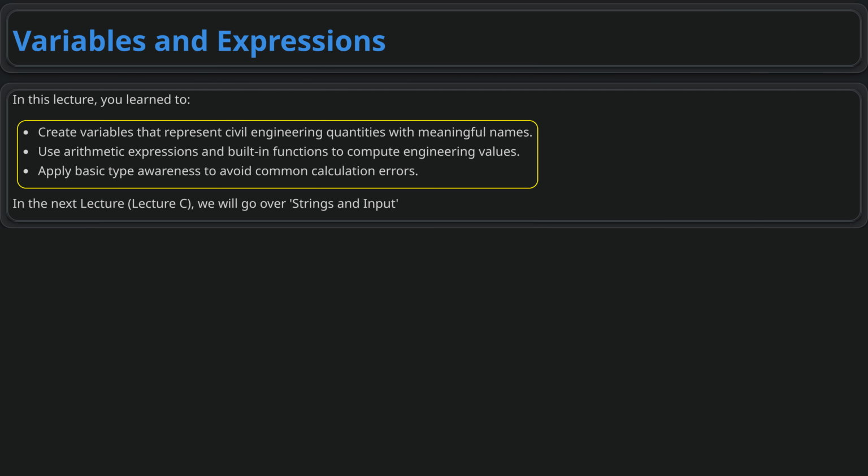In this lecture, you learned to create variables that represent civil engineering quantities with meaningful names, use arithmetic expressions and built-in functions to compute engineering values, and applied basic type awareness to avoid common calculation errors. In the next lecture, Lecture C, we will go over strings and input.